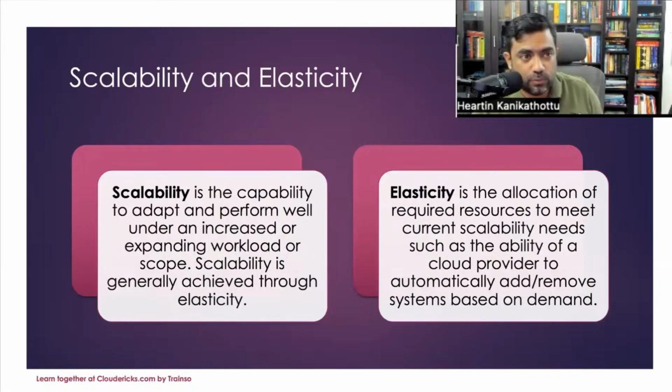And then comes two very important terms, scalability and elasticity. Scalability is the capability to adapt and perform well under an increased or expanding workload or scope. Scalability is generally achieved through elasticity. So what is elasticity? Elasticity is the allocation of required resources to meet current scalability needs, such as the ability of a cloud provider to automatically add or remove systems based on demand. How many of you understood what scalability and elasticity is from just these definitions?